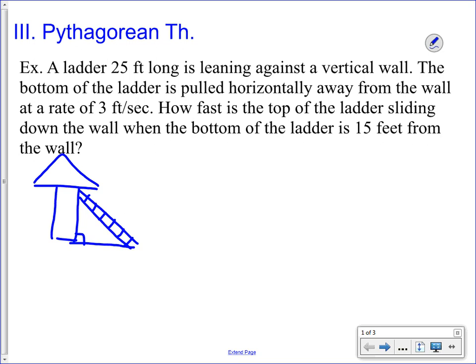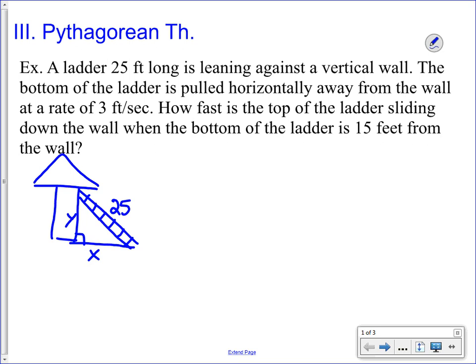The bottom of the ladder is pulled horizontally away from the wall. So the bottom of the ladder is going to be moving away from the wall, and then the top of the ladder is going to be sliding down the wall. But the length of the ladder itself does not change. So we're going to go ahead and label that as 25, which would be the hypotenuse of the right triangle. Now, our other two lengths are changing, so we need to label them with variables, and I'm just going to use x and y. You could use a and b if you wanted to for Pythagorean theorem.